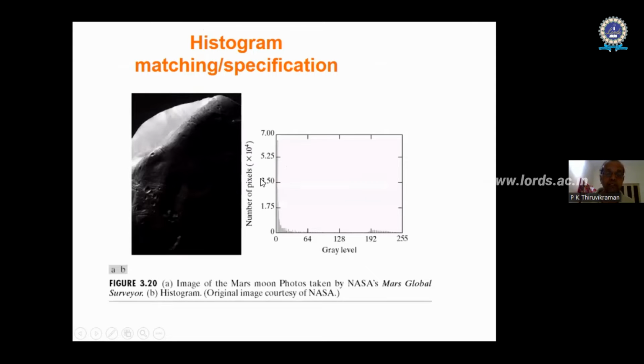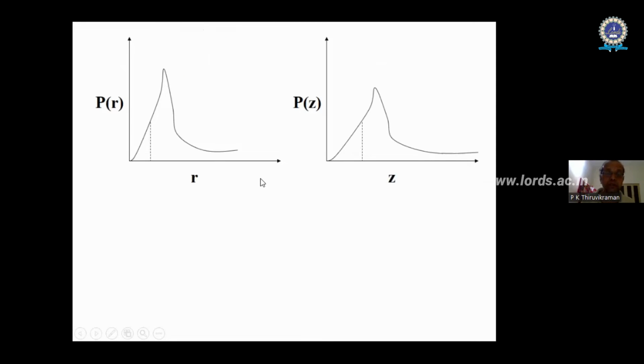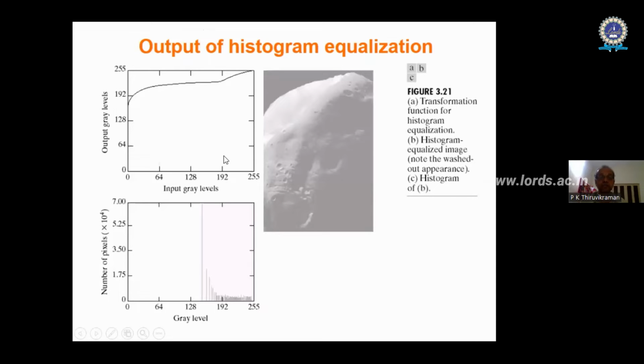One second, let me show. I'll come back to this. Yeah, look at this. I'll go back to the previous slide because that's a different technique. The output of histogram equalization: you can see here the input histogram is like this. It's a very bright image. I wanted to get a uniform histogram, but I did not get it. In fact, note the washed out appearance. Contrast is not high. It simply became brighter.